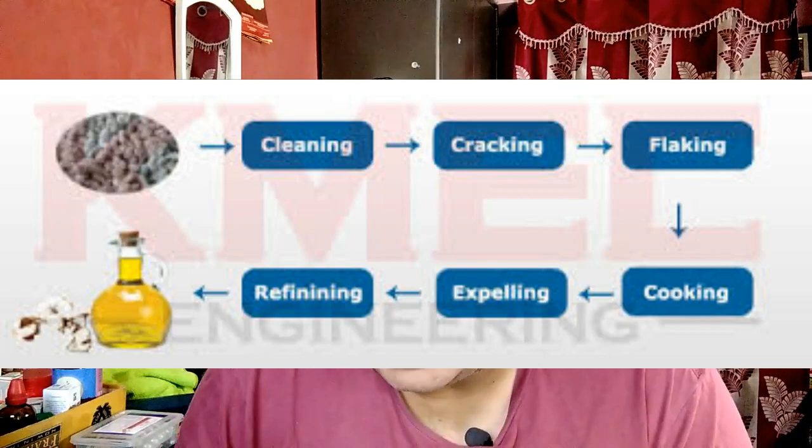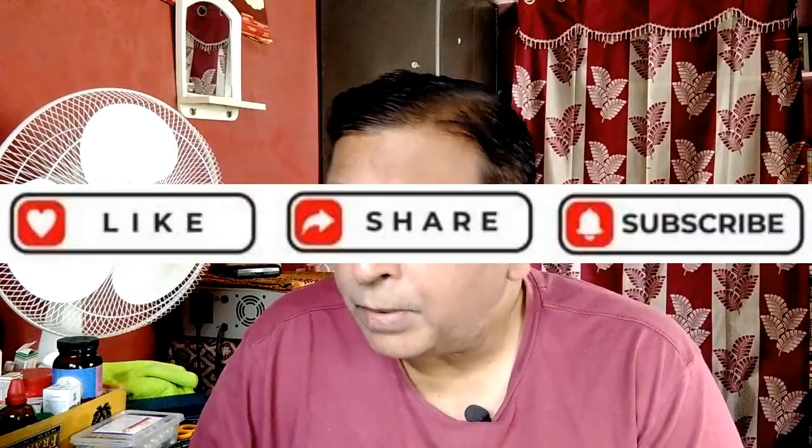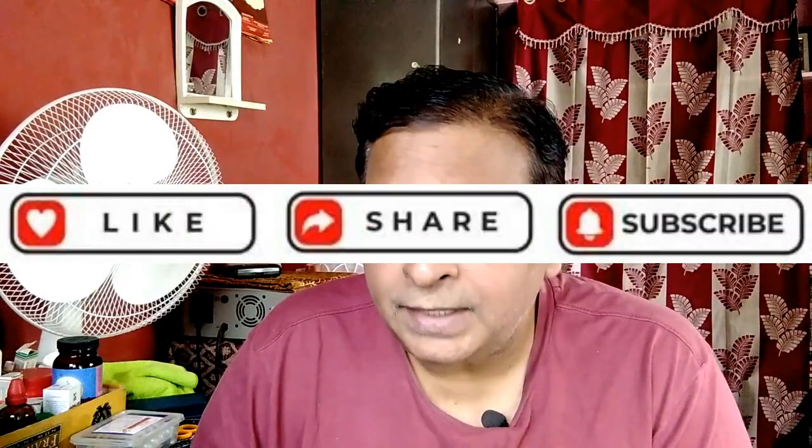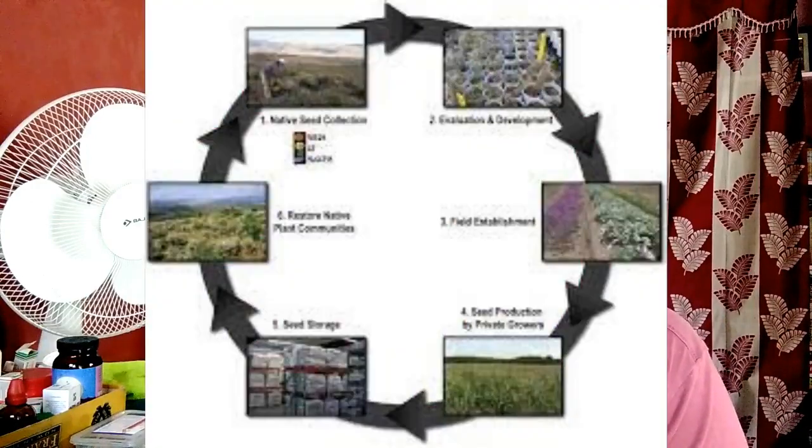Next point is, what are the methods of seed production? Selection of soil, raising of seedlings, direct sowing of seeds, and the 4th point is preparation of land and transplantation of seedlings. And next point is, what is seed production? Seed production means all the operations leading up to and including final harvesting of the seed from the seed crop field.